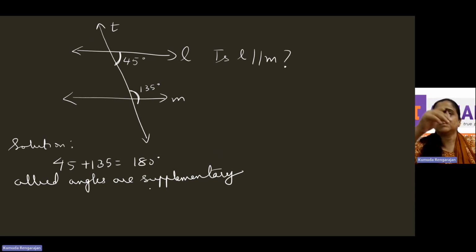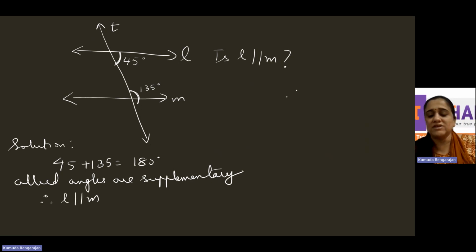Understand? Settle down first. Don't get distracted. Look at the board. When allied angles are supplementary, that means the lines are parallel to each other. So by the position, the two angles are allied angles, and when we add them, we get 180. That means allied angles are supplementary. Therefore, L is parallel to M.